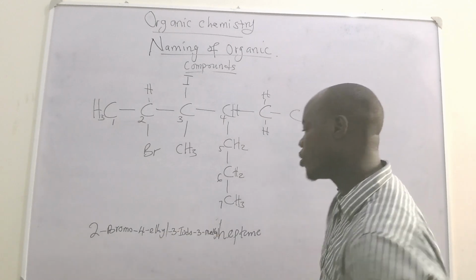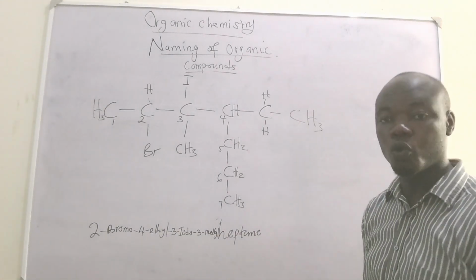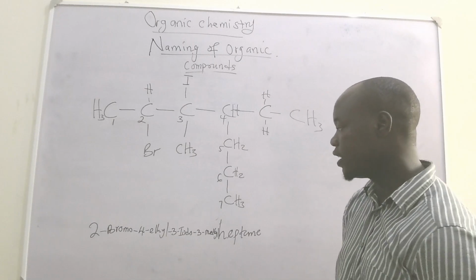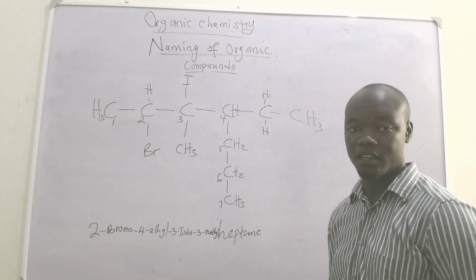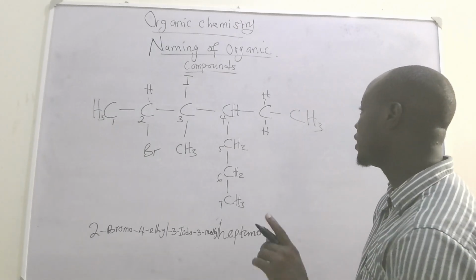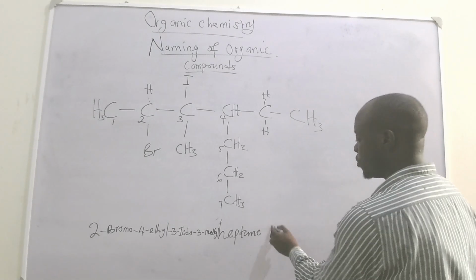So therefore, the name of the compound is going to be 2 bromo, 4 ethyl, 3 iodo, 3 methyl, heptane. So that is that, and that is the name of the compound.